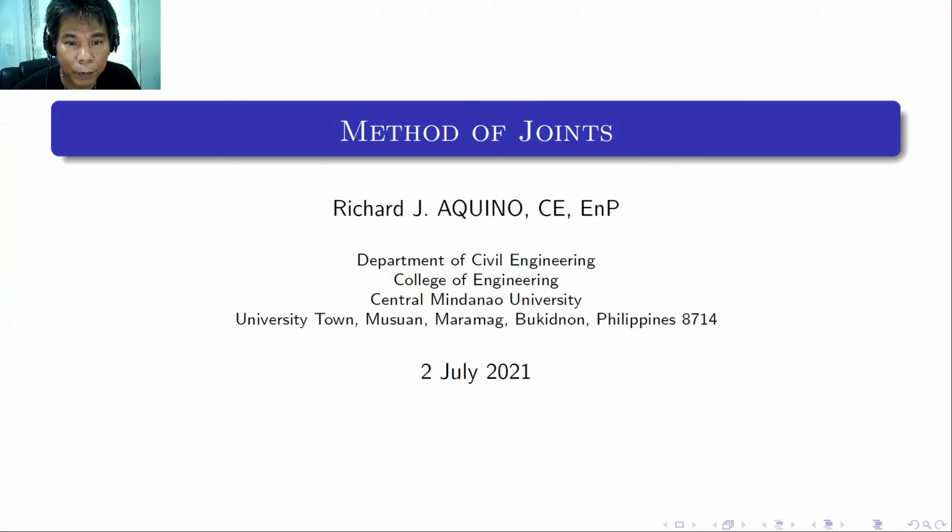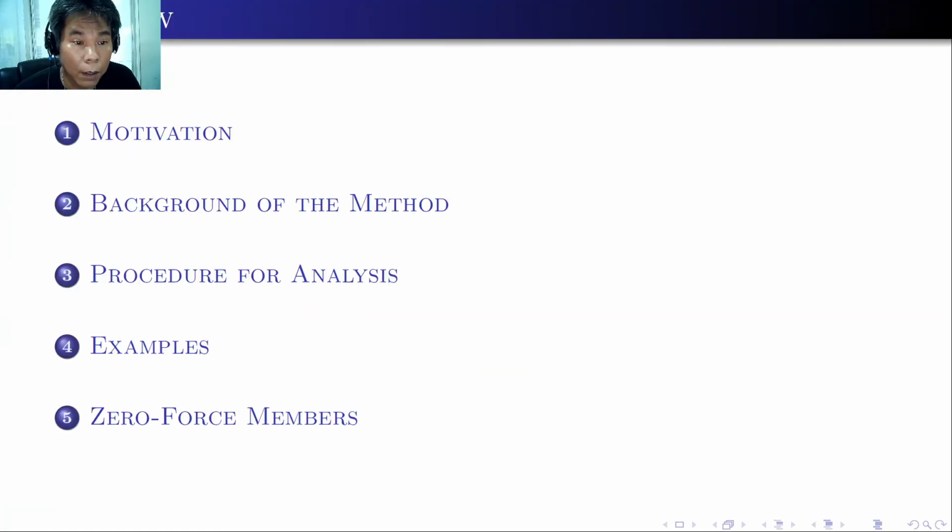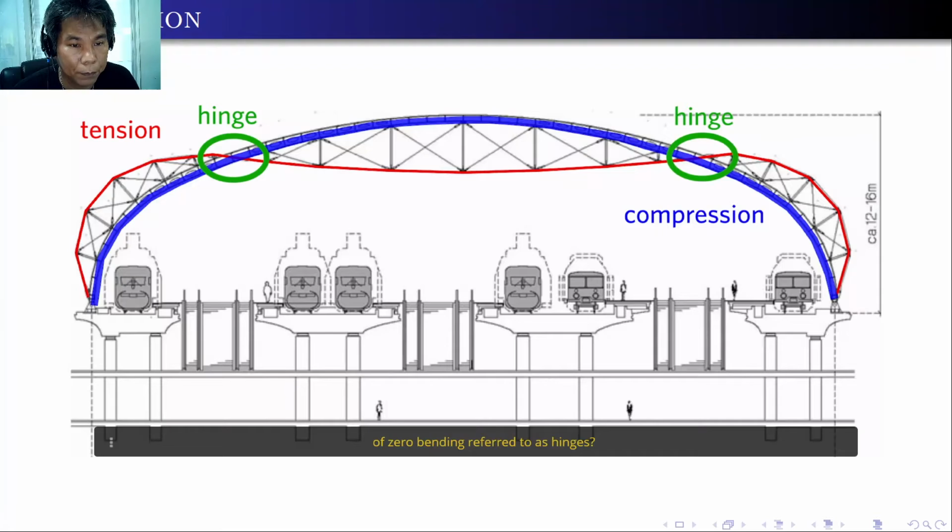Hi, today we will discuss the method of joints in analyzing the 2D truss. As an overview, we have the motivation, the background of the method, procedure for analysis, some examples, and the set of force members.